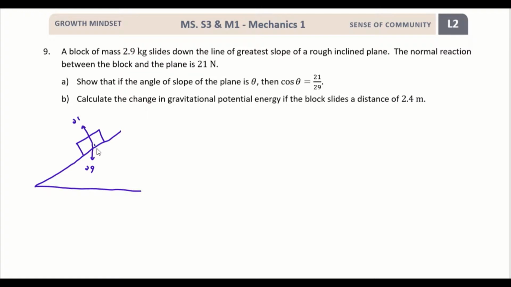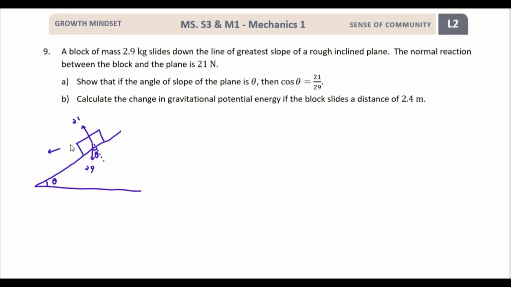Okay, so we can extend it. Show that if the angle of the slope of the plane is theta, then cos theta is 21 over 29. So in this case, this is theta. By using the idea of angles, we know that this is theta as well. I hope that you are very familiar with this idea already. Just by looking at the picture, you know where the theta is placed.